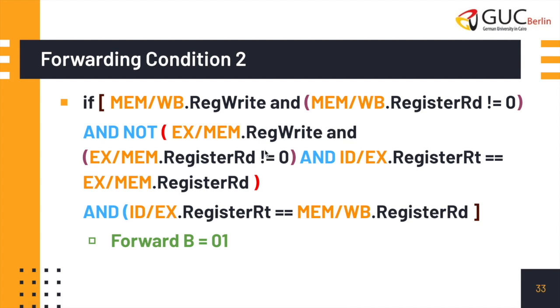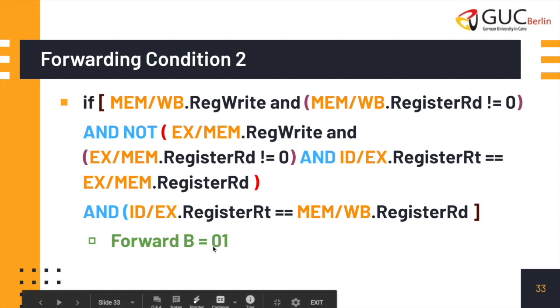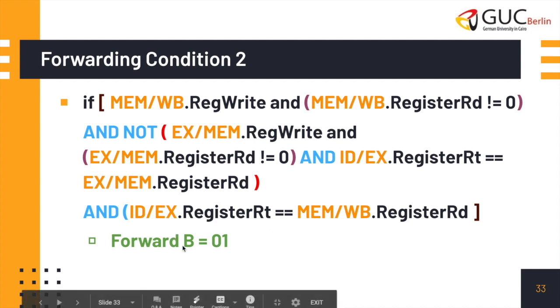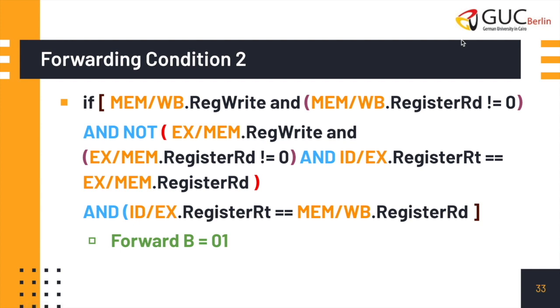If this condition 1b evaluated to false, so not false will be true, and we will continue normally the forwarding condition of 2b, and we now can forward from the mem slash write back register if the rest of the condition is true. And we are forward B because we are concerned with register RT, the second operand to the ALU. Now we are done with handling R-type data hazards and their forwarding conditions.